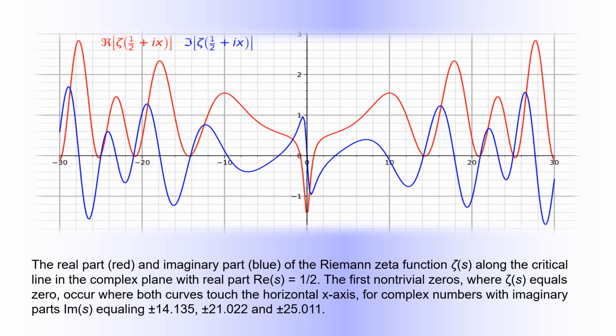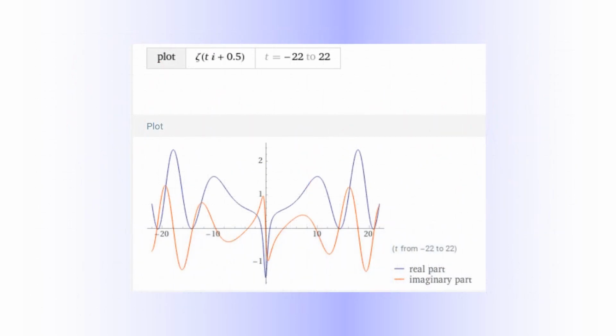This is the same plot shown in the previous video, which was taken from Wikipedia, to illustrate the position of the first non-trivial zeros along the critical line. Wolfram Alpha provides an online tool to make the same plot interactively. Note that the color convention is different from Wikipedia. Here the real part is blue while the imaginary part is orange. It shows that the real part has reflectional symmetry, while the imaginary part has rotational symmetry.